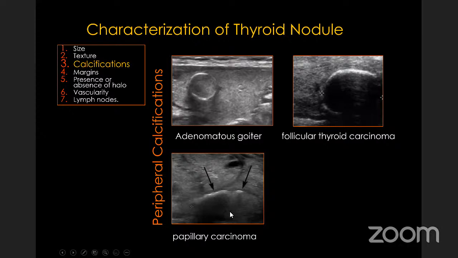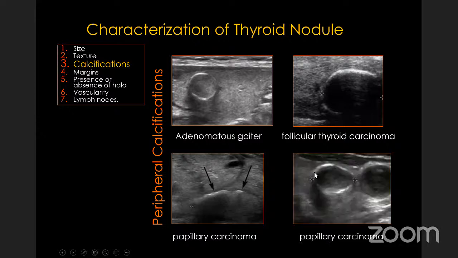And this is an example of peripheral calcifications. Here it is an oval shape. It is proven to be papillary carcinoma. So in the spectrum of these 4 examples, we can see that if the nodule has eggshell calcifications, it can be benign or it can be malignant, but we have to biopsy it.